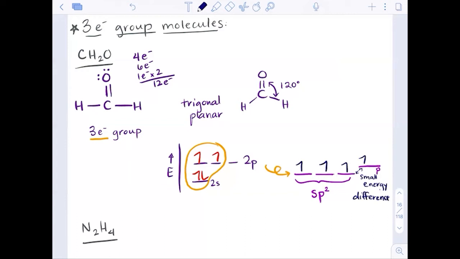So even though it looks like Hund's rule says we should go back and pair, no, we're still going to put 1 in each before we pair because the energy gap between the hybridized and the atomic orbital is very, very small.